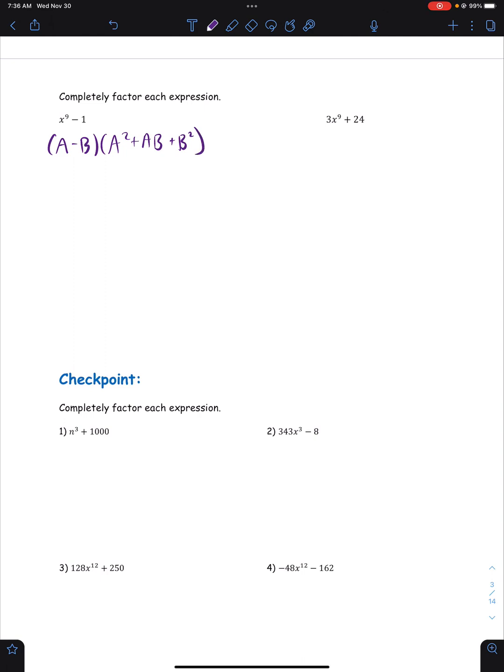So when I do this, if this is a to the 3rd minus b to the 3rd, then my a is going to be the cube root. My a is going to be x to the 3rd, and my b is going to be, nice, it's 1. So when I plug in for a and b, I will get x to the 3rd minus 1, times a squared would be x to the 6th, a times b plus x to the third, b squared plus 1.